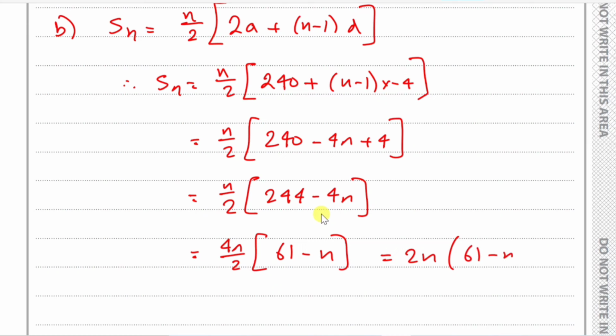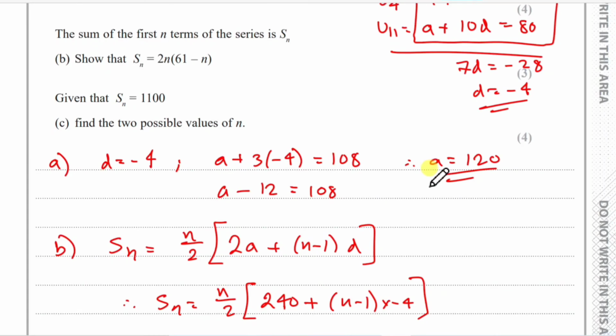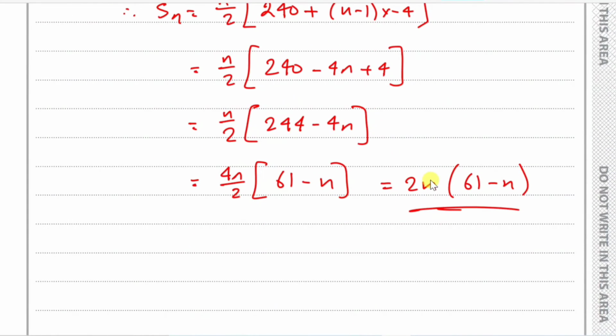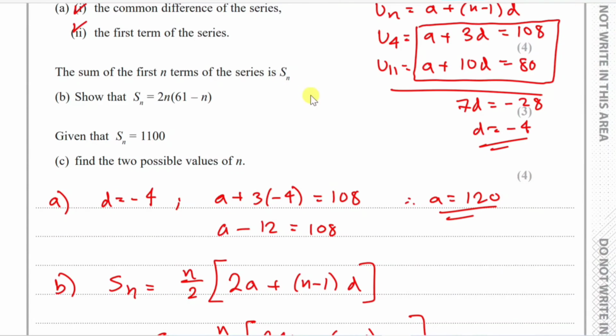Bracket 61 minus n. And I think we got it. Did we show it? Yes, we did it. Nice. If you've shown this one, then this means that your A and D were actually correct. That's another way to check if your answers are good so far. So all this being correct, meaning part A is correct.